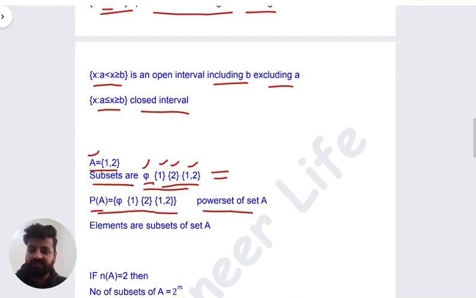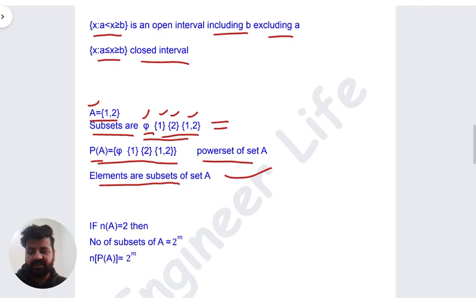There is nothing more to it. We first write the subsets of a set, and then we write a set that will contain all the subsets of A, and it is called the power set. Its elements are subsets of set A. Yes. Now come to the next point.